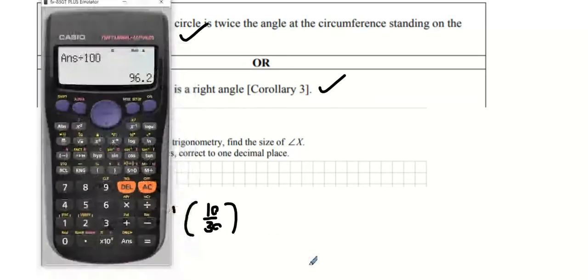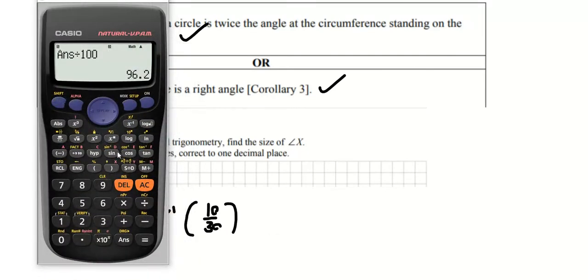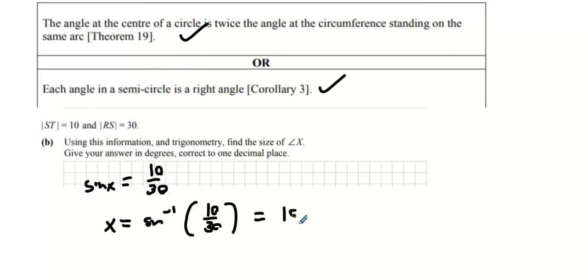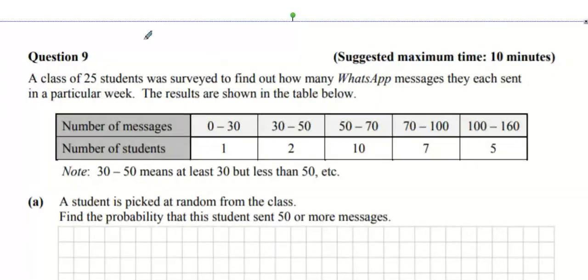So let's see what happens here. Make sure it's on D, so shift sin inverse 10 over 30. 19.47, to correct to 1 decimal place is 19.5 degrees. Okay, moving on, question 9.